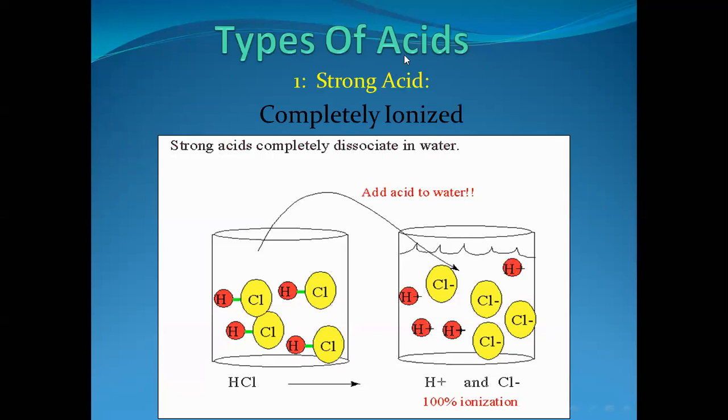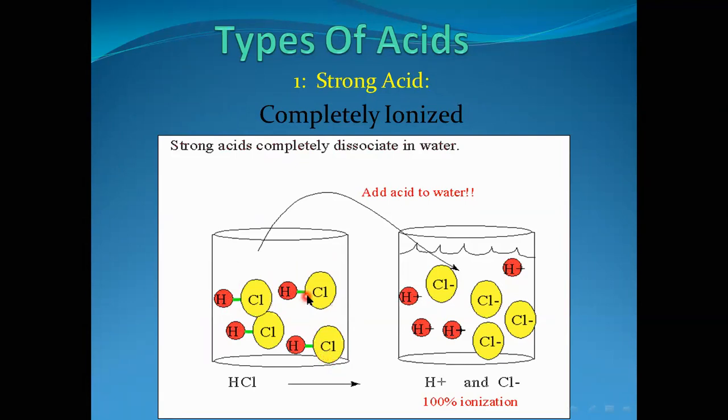You may be asked to define strong acid. Strong acid means completely ionized. What does it mean, completely ionized? Strong acids completely dissociate in water. Here in this example, if you have HCl, as you see here, there's a bond between H and Cl. You can see the green line. This is the bond between H and Cl. This is HCl.